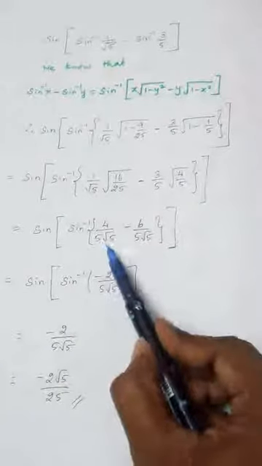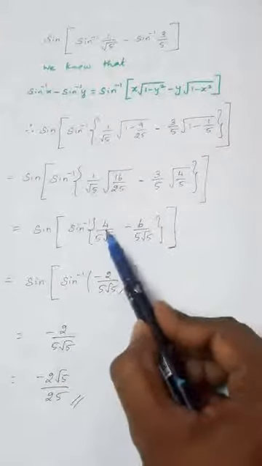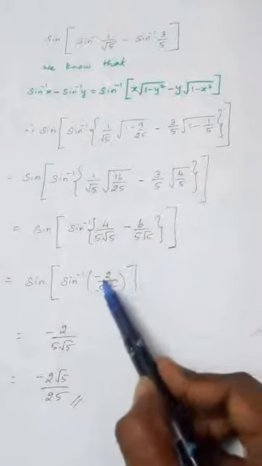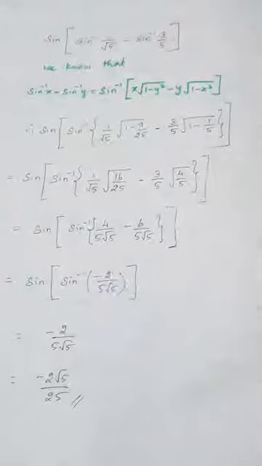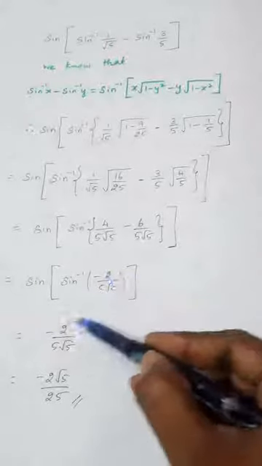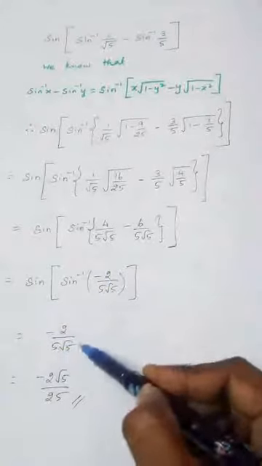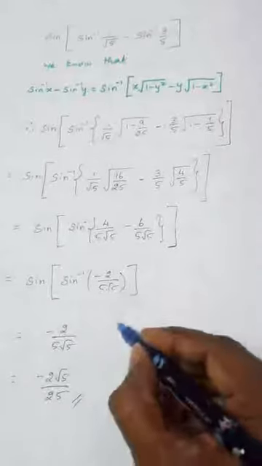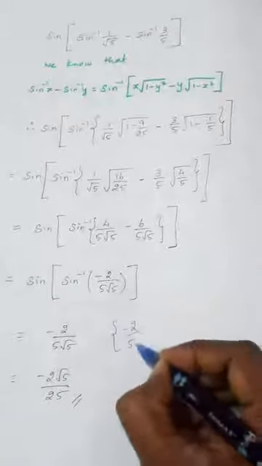Since the denominator is the same, I can directly subtract: 4 minus 6 is minus 2 by 5 root 5. Right? Now sine and sine inverse get cancelled. Minus 2 by 5 root 5 is the answer. Or you can do it like this, that is minus 2 by 5 root 5.